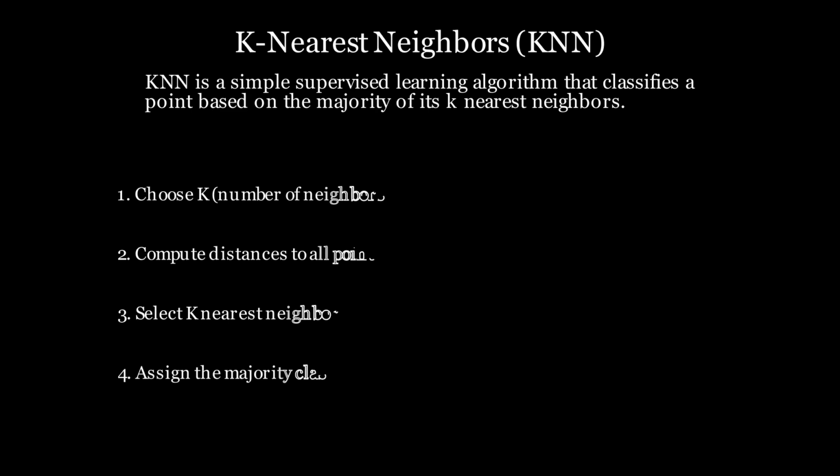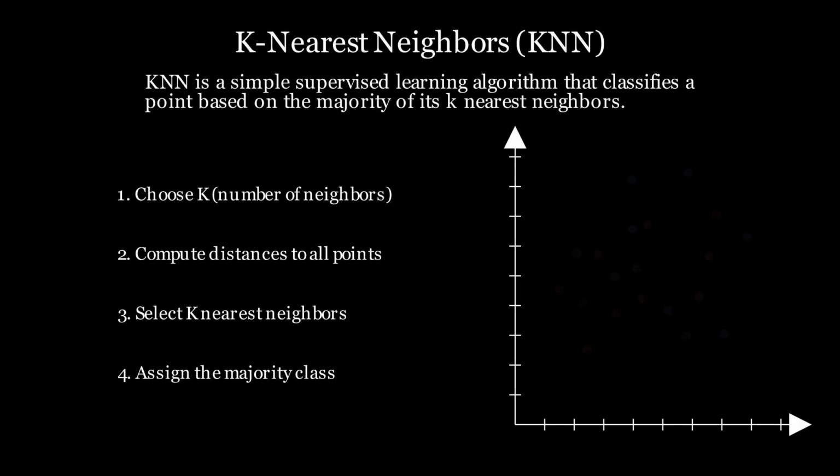The algorithm is written on the left. We specify k, which is the number of neighbors you want to check. We compute distances from this new point to all of the points in our dataset. We sort them and select the k nearest neighbors, meaning the k neighbors with the least distance. And among those, we assign the majority class.